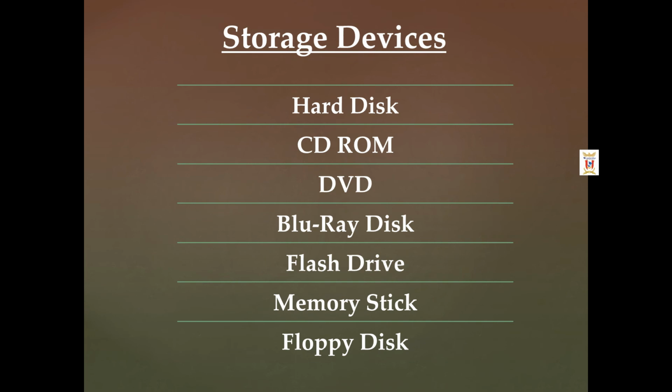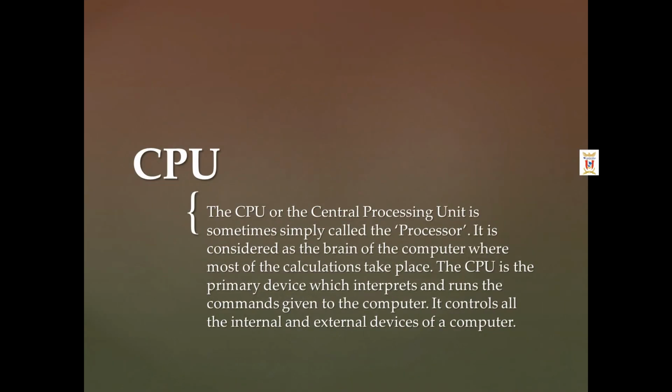The next topic is the CPU. The CPU, or the central processing unit, is sometimes simply called the processor. It is considered the brain of the computer, as you know, where most of the calculations take place. The CPU is the primary device which interprets and runs the commands using the computer. It controls all the internal and external devices which we have just studied.